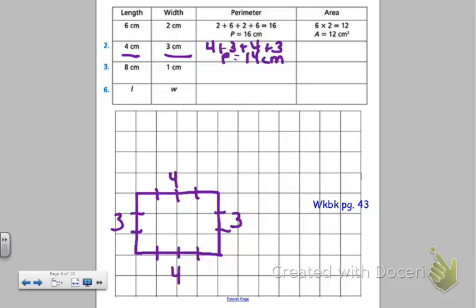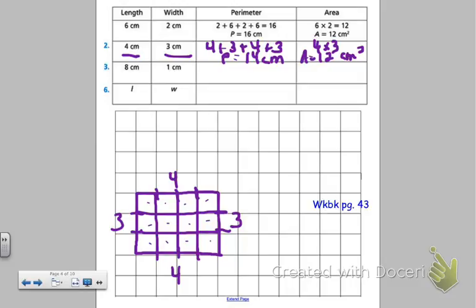So all the way around this rectangle is 14 centimeters long. Area, on the other hand, well, that's where I count up how many squares can fill in the object. If you count up the squares, you will see that there's actually 12 squares here. Or you may want to just multiply. You can do your length times your width, and that's where you can get an area of 12 square centimeters.